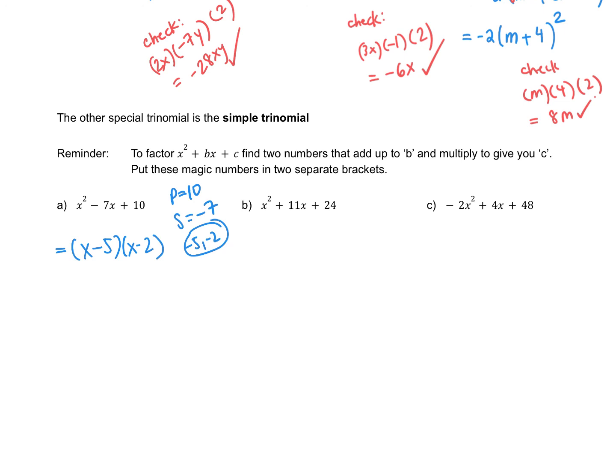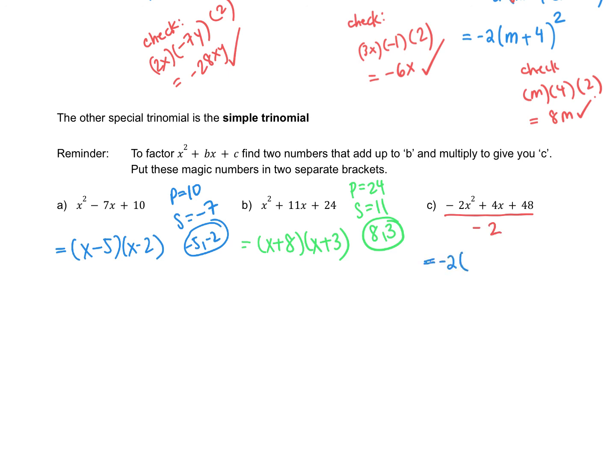For the next one, our product is 24. Our sum is 11. Both of our numbers should be positive here. So 8 times 3 is 24, and 8 plus 3 is 11. So x plus 8, x plus 3. And finally, the next one, this is not simple because there's a negative 2 in front. Even if I didn't recognize that there was a common factor of 2 here, you should right away know that you have to factor out that negative because you cannot have your first term negative. But there is more than just a negative. We're going to factor out a negative 2.